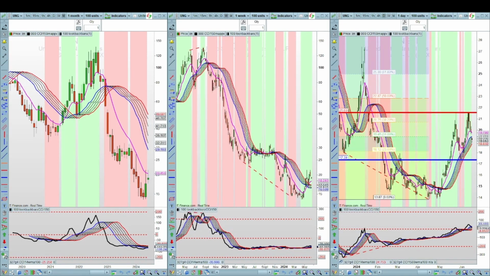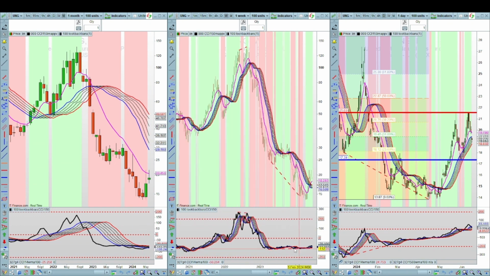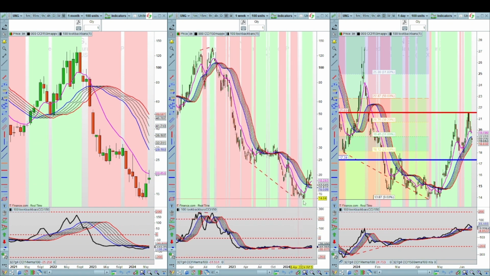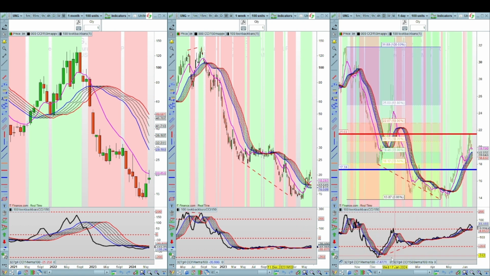Lastly, we look at UNG on the monthly. It's broken up in that moving average of the CCI, giving us a neutral signal, although the price is well below its moving averages. On the weekly, we did have a bullish divergence here, and you can see there it's starting to make a bit of a move to the upside and still bullish on the weekly. And on the daily, we did have a bullish divergence here versus lower lows on the price, and it's bounced up from there, and it broke through the 23-38% target range.